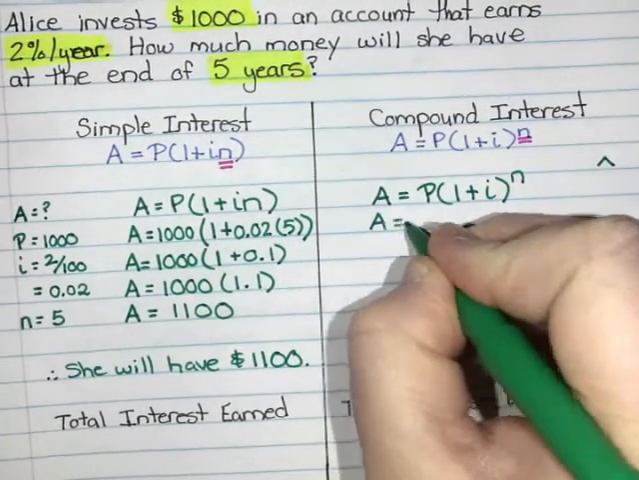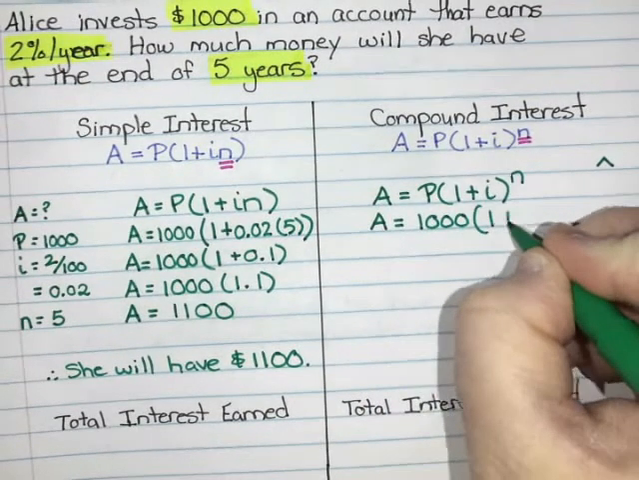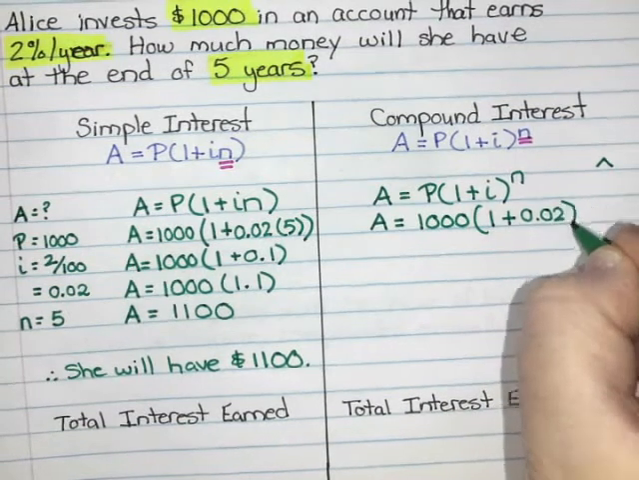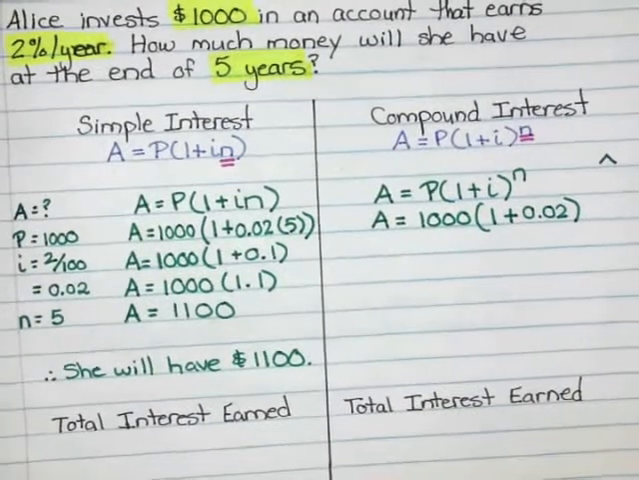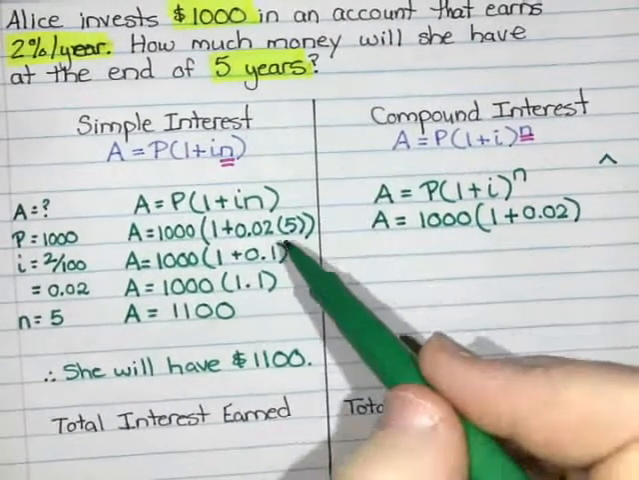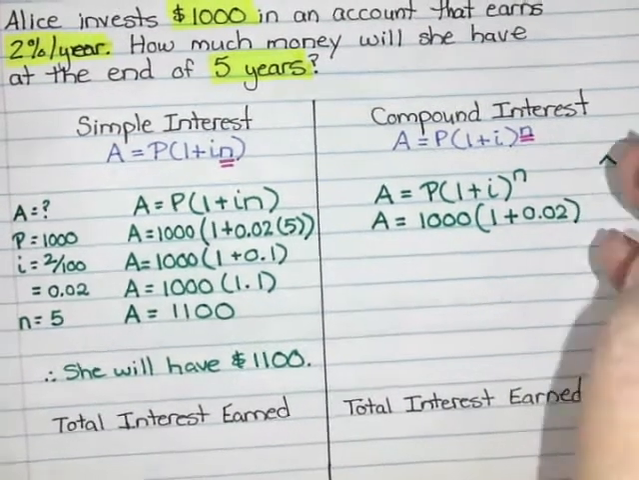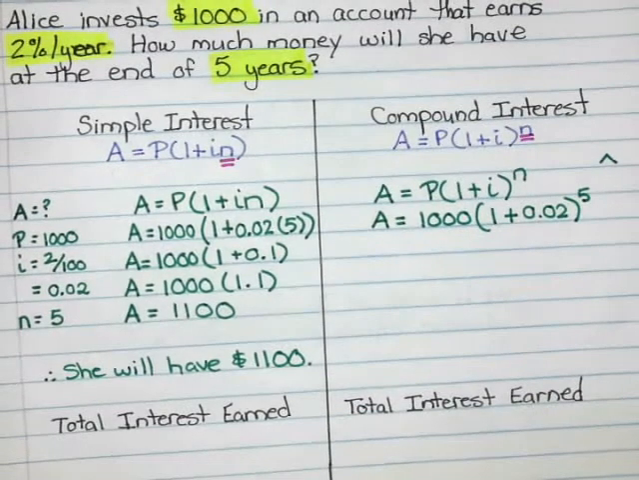I don't know the final amount, but I do know the starting amount is 1,000 times (1 plus i), that's 0.02. And then the thing that's different between the simple and the compound is the n, right? This one's an exponent, this one's multiplication, this one's in the bracket, that one is not. So this is to the power of 5 outside of the bracket.